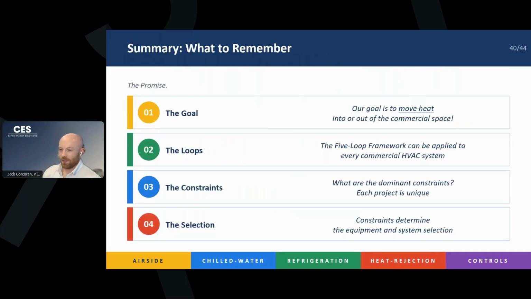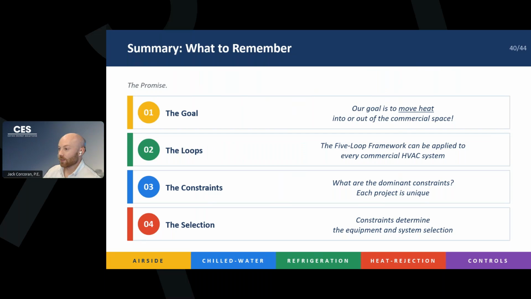So I'm coming towards the end of the presentation here. What did we go over today? What do we want to take away? In the beginning, I promised you 4 things. You are going to learn how to describe how heat transfer systems, or actually heat transfer equipment, moves heat in and out of a commercial space, right? That's the goal of all the industry that we work in. We have to move our heat out of our commercial space into the ambient air.